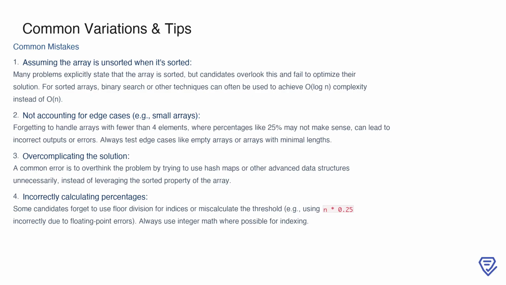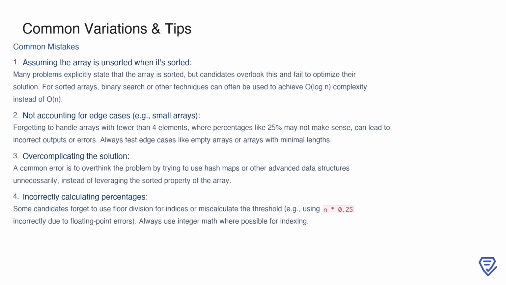Another frequent issue is failing to consider edge cases, such as arrays with fewer than 4 elements. For these smaller inputs, calculating percentages like 25% may not make sense, and this can result in incorrect outputs or even runtime errors. Next, overcomplicating the solution is another pitfall.